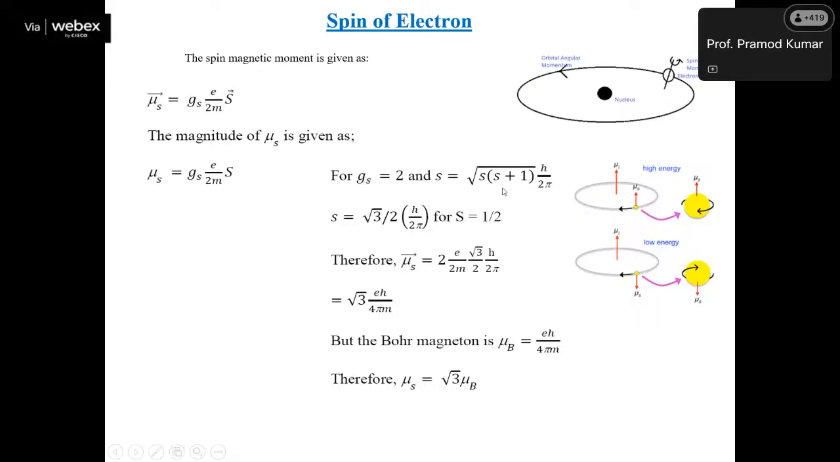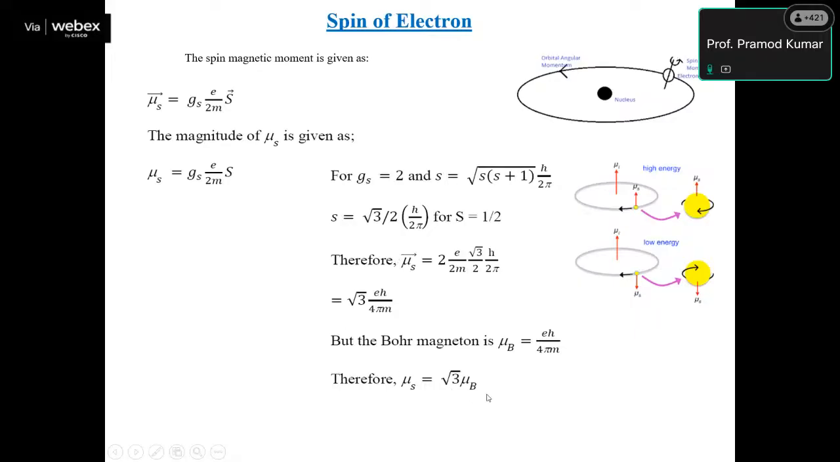Okay, so here because the electron has two possibilities, maybe the electron is upward or downward, that's why here you have gS e/2m S. And gS is experimentally observed, that one is 2. And S is nothing but √(s(s+1)), where s is the spin quantum number. That one has two possibilities, plus or minus half. And if we put this value of s here, then we will get this S equal to √3/2 ħ, or μS equal to √3 eh/4π, or μS equal to √3 μB.